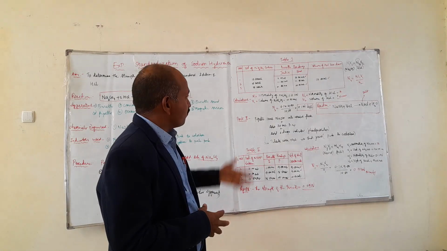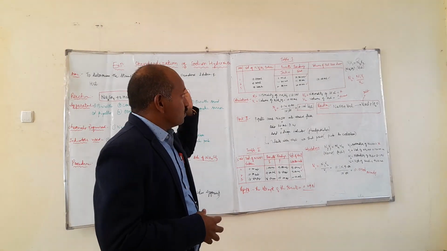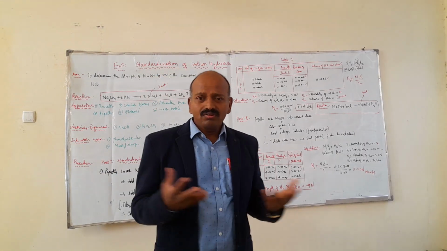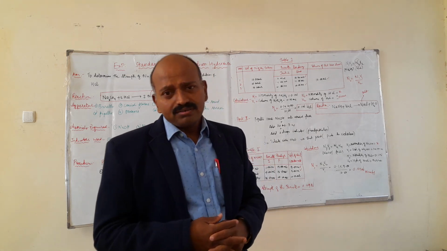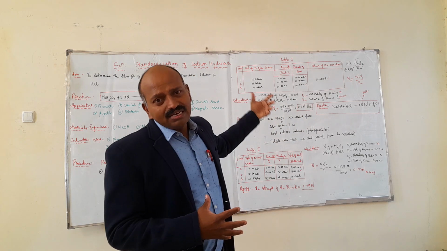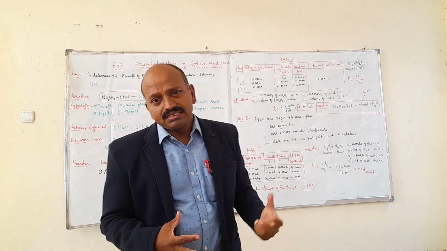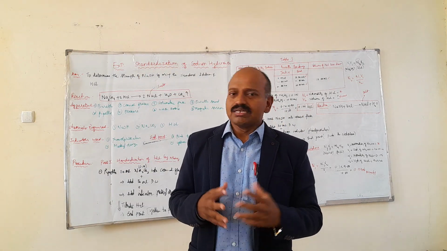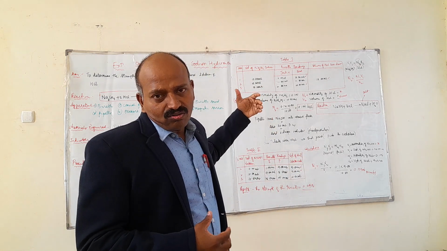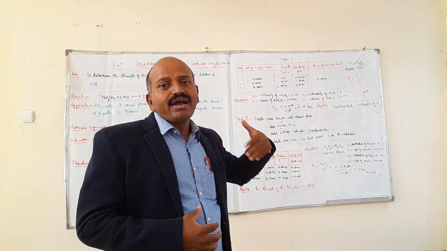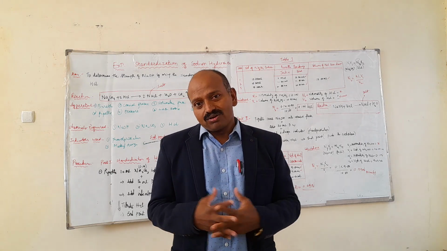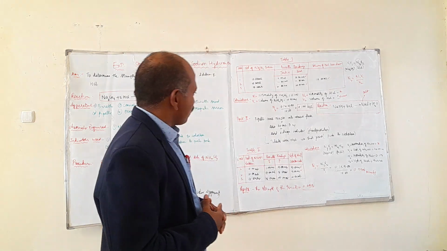Incorporating these values, the formula for finding the normality of hydrochloric acid is N2 equals N1V1 by V2. So we get the value 0.1 normal for hydrochloric acid. So in part 1, from this titration and the calculation, we understand that the strength of hydrochloric acid is 0.1 normal. That is completed. Now in part 2, by taking the standard value of hydrochloric acid as 0.1 normal, we have to estimate the strength of sodium hydroxide. That is part 2.